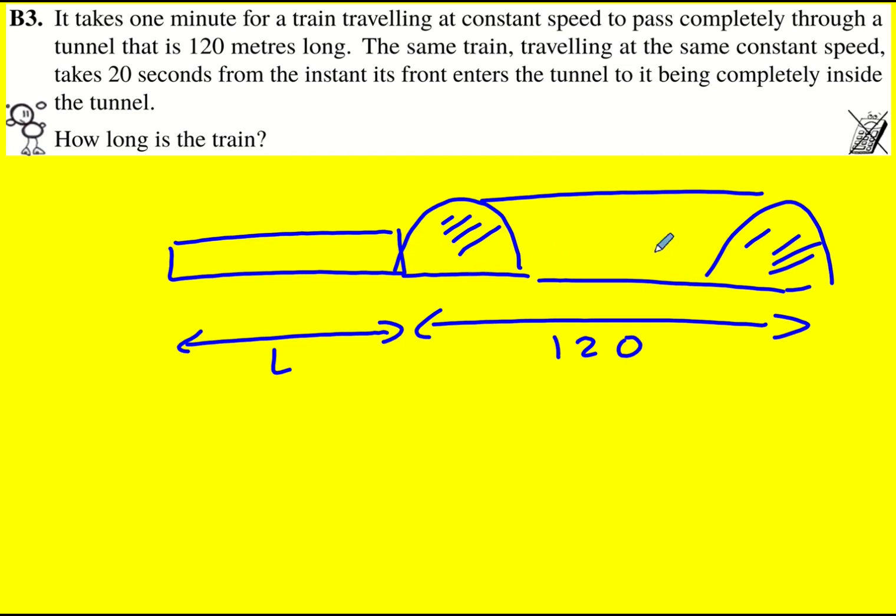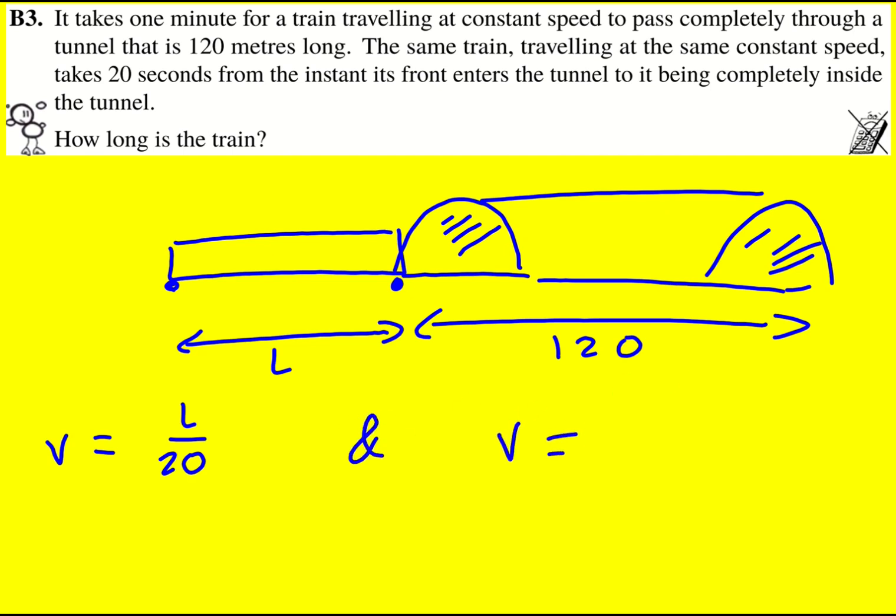So that will mean it's moved a distance L, basically, because here's the front end, and when this end is inside, it's going to move that amount. So the speed of the train is going to equal L, which is the distance traveled to get from outside the tunnel to inside it, over 20, because it takes 20 seconds.